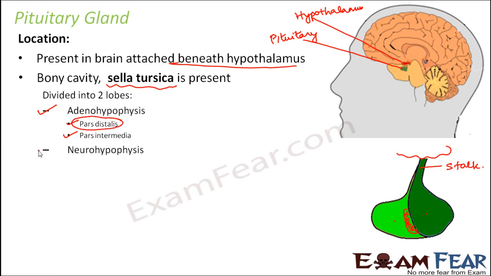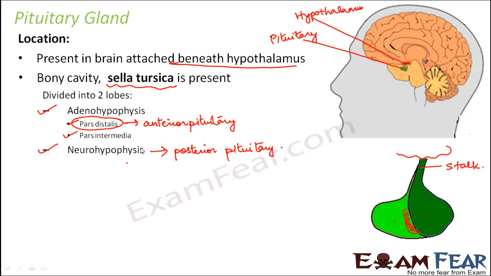The other one is the neurohypophysis. As I said, it is divided into two lobes, adenohypophysis and neurohypophysis. In the adenohypophysis there are two parts, but one part is not noticeable in human beings. So we can say that it is all pars distalis. Because of its location, the pars distalis is also known as the anterior pituitary, and the neurohypophysis is known as the posterior pituitary.